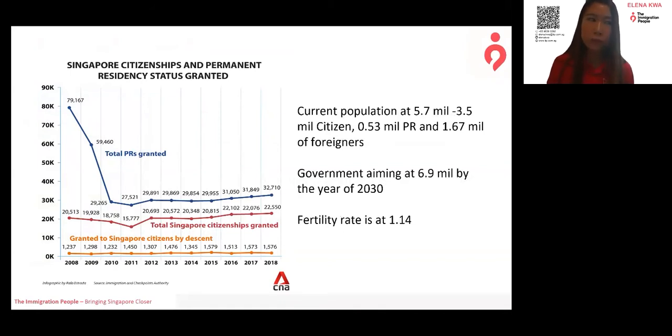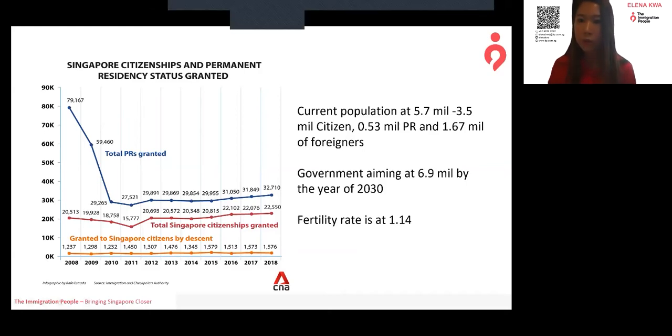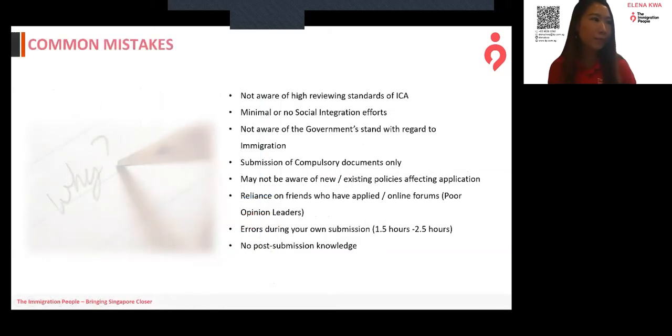And why will immigration not stop? Because the government is aiming to reach a 6.9 million population size by 2030. And as of today, in 2020, we are only at 5.8 million. So we have to increase by 1.1 million over the next 10 years. And it's not possible to do so by just relying on our own citizens' birth rate. This is why immigration is very important and it will continue to drive our economy over the next few decades as well. Next slide, please.